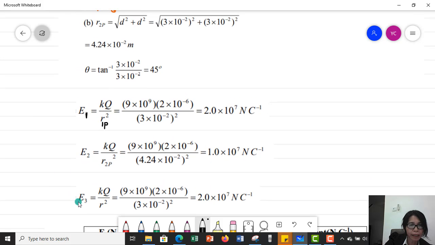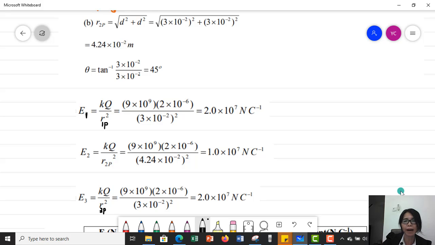Then we calculate E3. E3 will be KQ over R squared. The R will be the distance between charge 3 and point P. So put in the value also, then we can calculate the value of E3. E3 will be 2 to the power of 7 Newton per Coulomb.